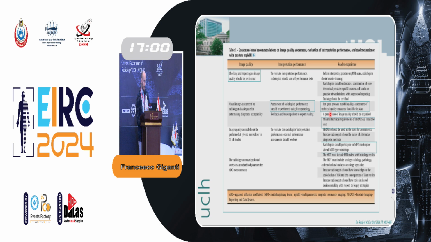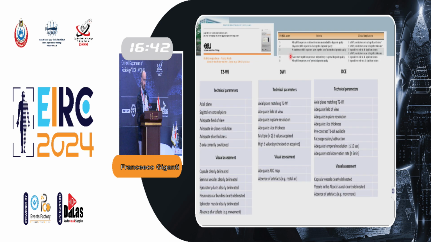This is the reason why in 2020 we created a dedicated scoring system from the PRECISION trial called PI-QUAL, Prostate Imaging Quality. This is version 1. In version 1, we had 5 different scores from 1 to 5. A score of 1 or 2 meant that the quality was suboptimal, a score of 3 meant that the quality was sufficient, and a score of 4 or 5 meant that the quality was good.